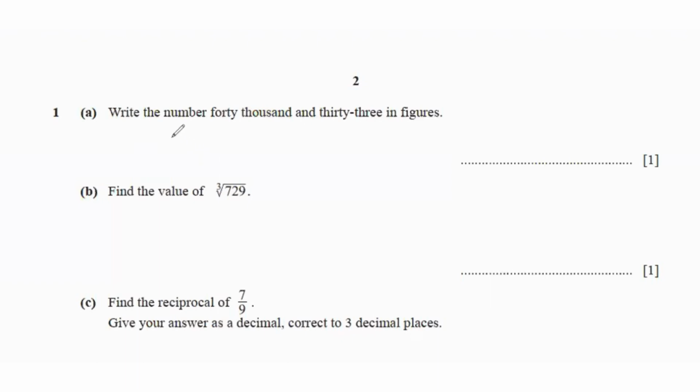First question says, write the number 40,033 in figures. So 40,033. Find the value of the cube root of 729. 729 is basically 3 to the power of 6. So if we take the cube root of 3 to the power of 6, that's going to be 3 to the power of 6 times 1 over 3, which is 3 squared, and that is 9.